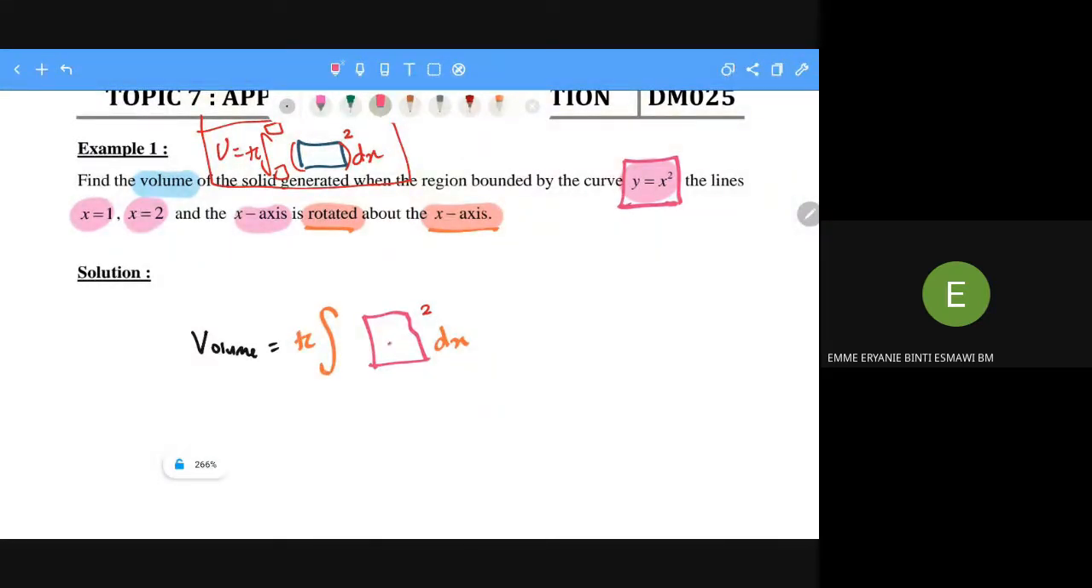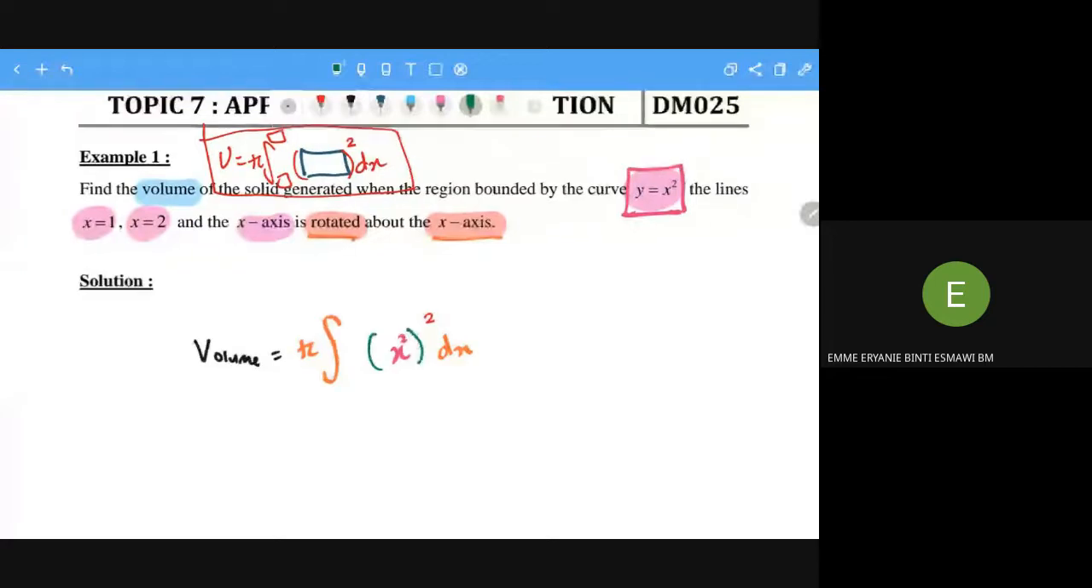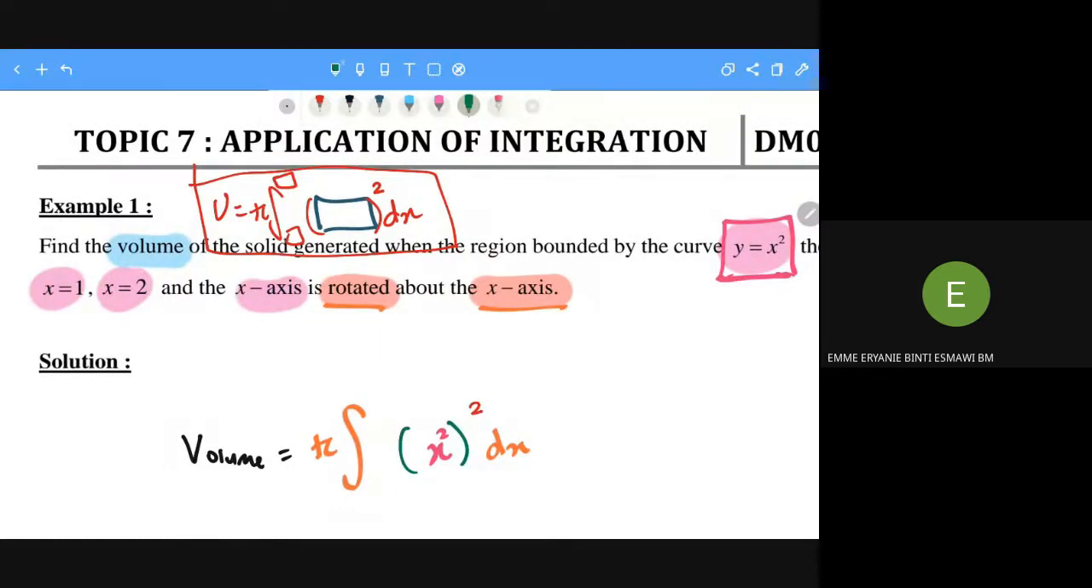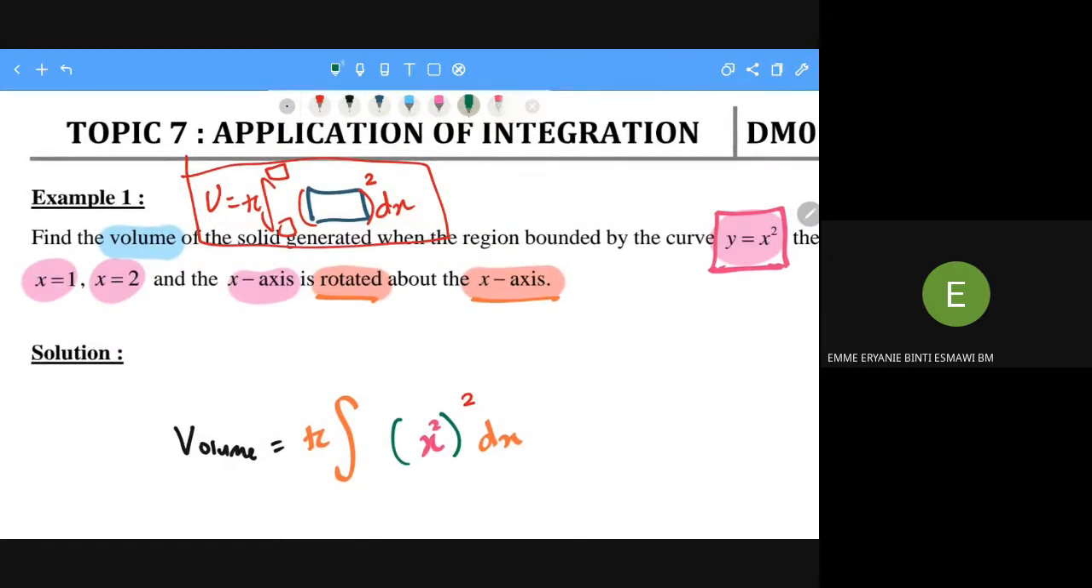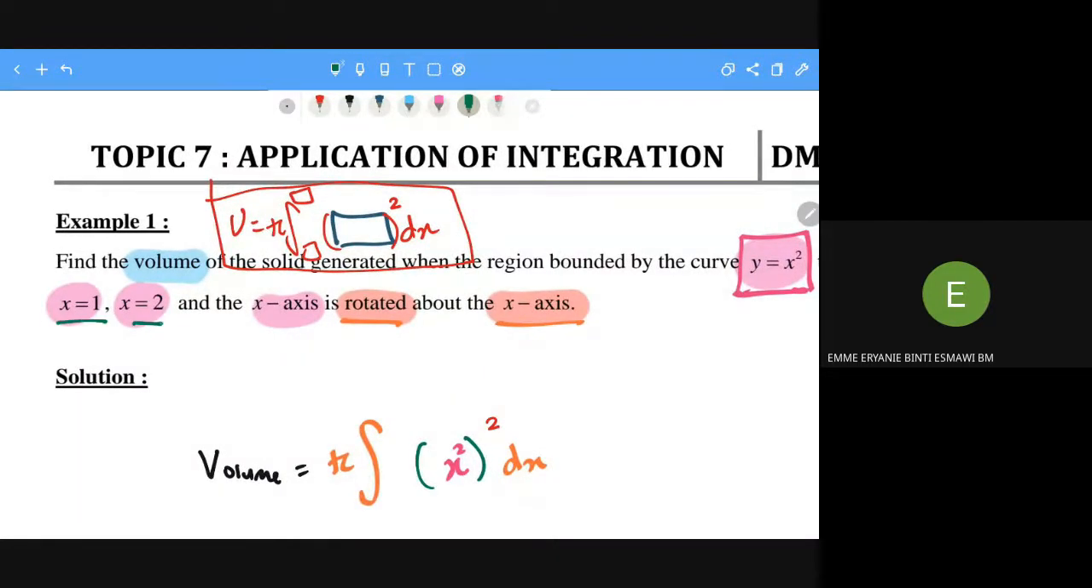So of course kita takkan letak y square ataupun set y kan, sebab kita nak integrate in terms of x. So mesti dah letak x square. Okay, tapi according to the formula the volume, and then disebabkan we want to integrate with respect to x, so because what we want to integrate is in terms of x dalam dx kan, jadi our limit pun mesti in terms of x. Okay, so the limit that's in terms of x would be yang dia bagi limit ni. Okay.